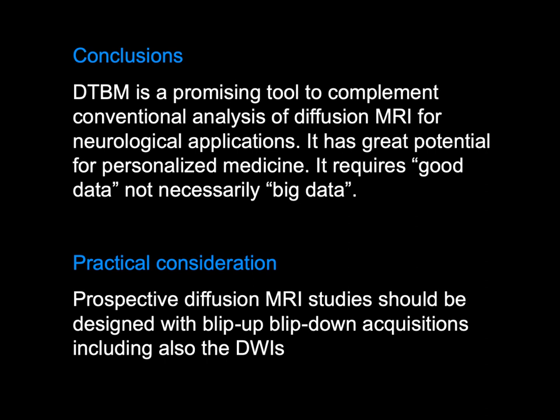And as a practical consideration, and here for the people at the NIH that acquire diffusion data, I think that prospective diffusion MRI studies should be designed with blip up, blip down acquisition, including also all the diffusion-weighted images. This is an aspect that I didn't touch upon in the correction of the morphological distortion of echoplanar images. What is typically done is that blip up, blip down is done only on the so-called B0 images, not on the diffusion-weighted images. It doesn't work very well.